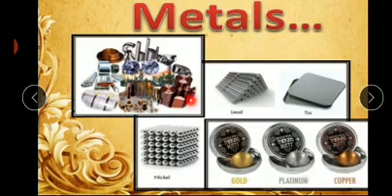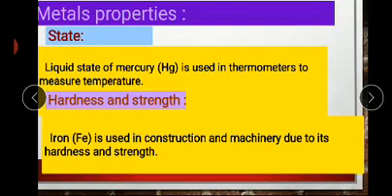Okay, now these are all the examples of metals, just like lead, tin, nickel, gold, platinum and copper. These are all the elements. These are metals. Number one property of metals which we are going to study is the state. Liquid mercury. The mercury is also a metal. Its state is liquid. It is used in thermometers to measure the temperature.